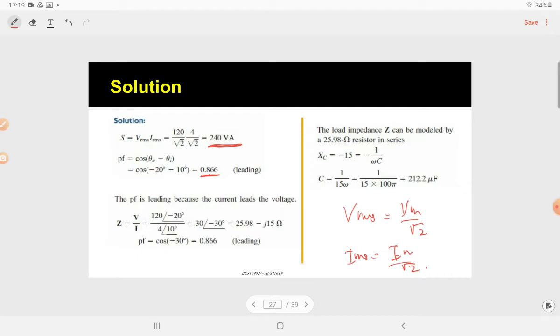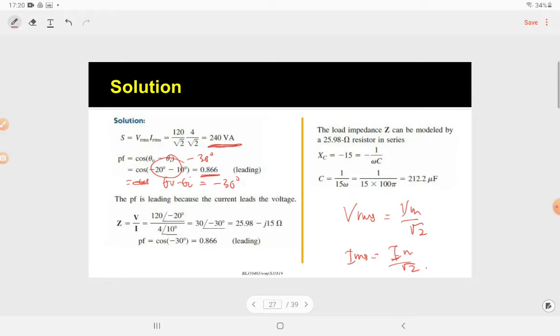And then we know that is leading, because you got theta V minus theta I equal to negative 30 degree. So remember, when theta V minus theta I is a negative value, we know that your load is a capacitive load. So we can say the power factor will be a leading power factor. So power factor equal to 0.866. The power factor is leading because the current leads the voltage.